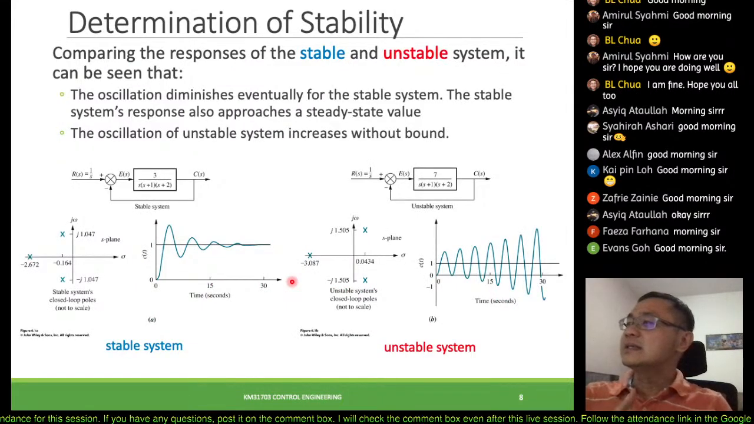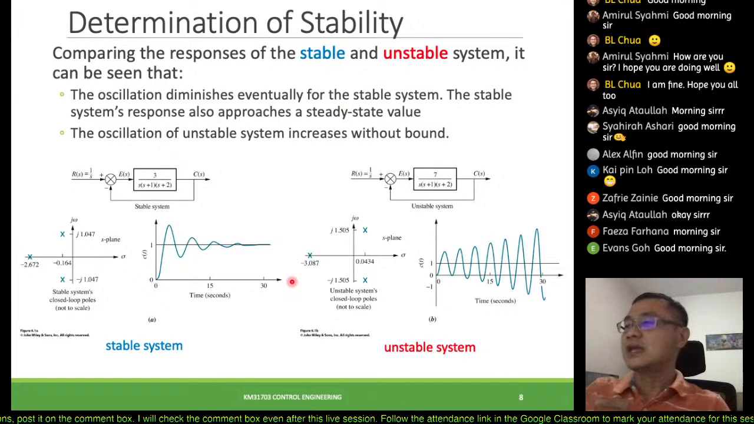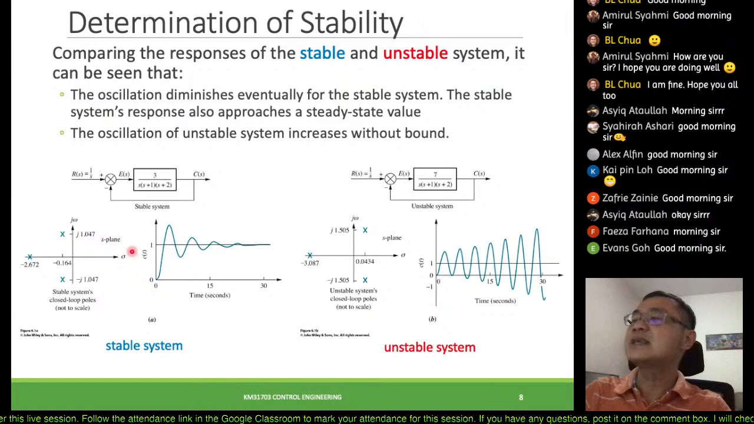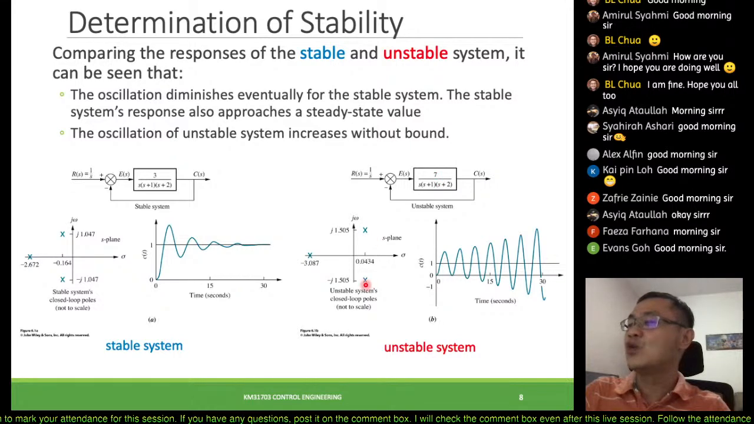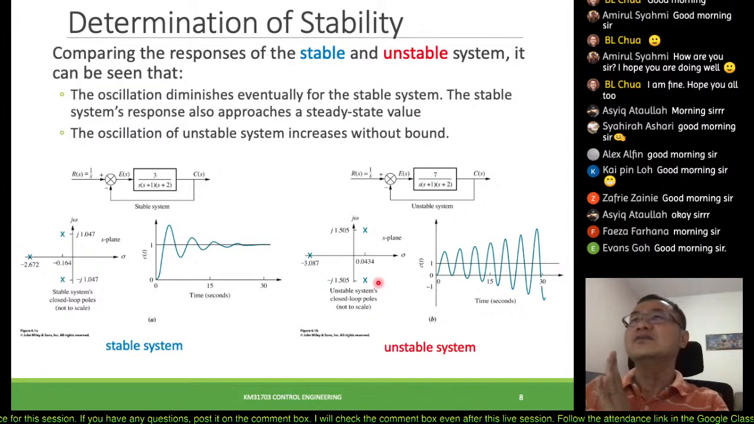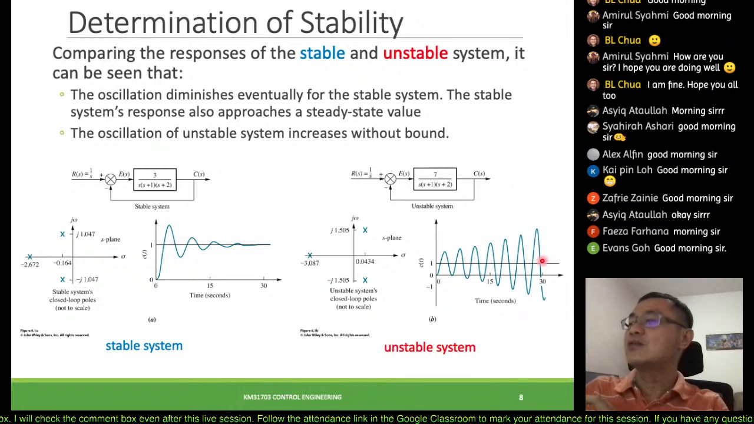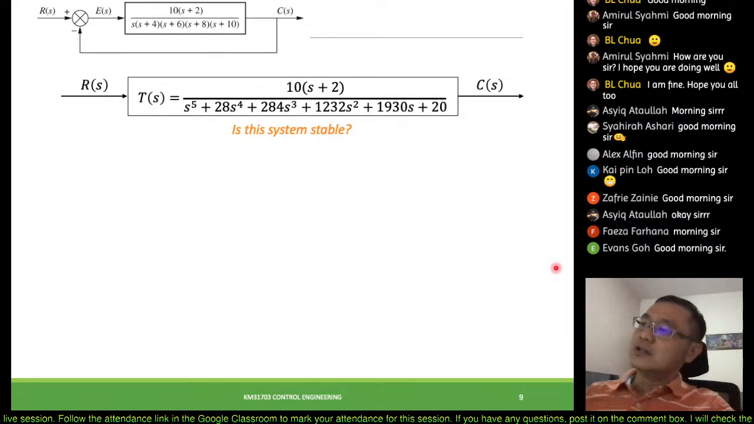This is the comparison between a stable and an unstable system. We can see that if it is stable, then it will eventually reach a steady state value, whereas for an unstable system, where it has a pole with a positive real part, the system will continue to grow without bound.